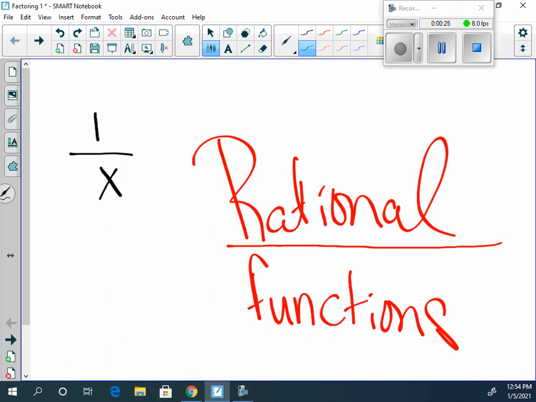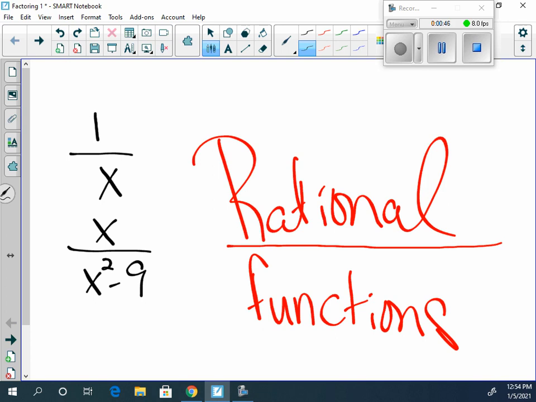Now, we could also have, say, x over x squared minus 9. This is also a rational function. Anything that has variables in the denominator, we could have them in the numerators, but in top and bottom, is going to be considered a rational function. Now, one of the key things with rational functions that we're going to have to do is we're going to have to be able to factor.